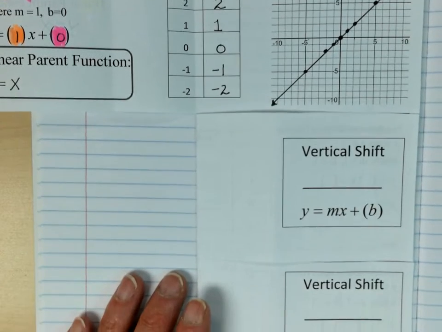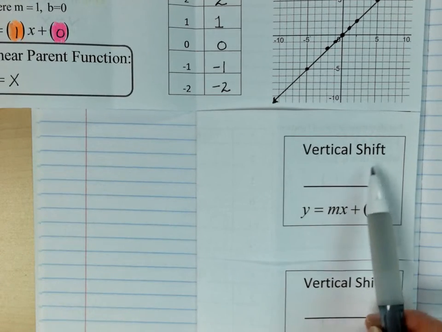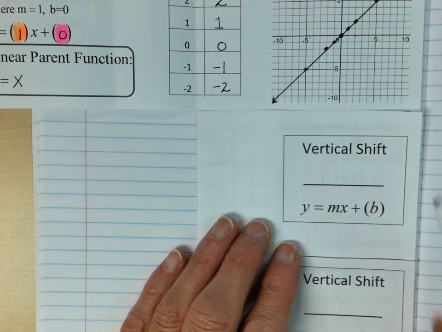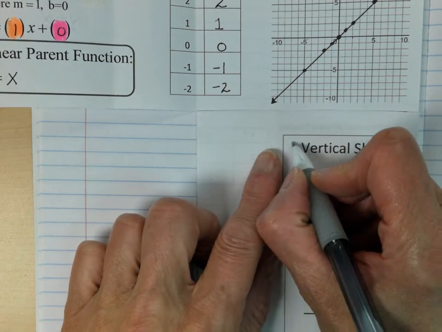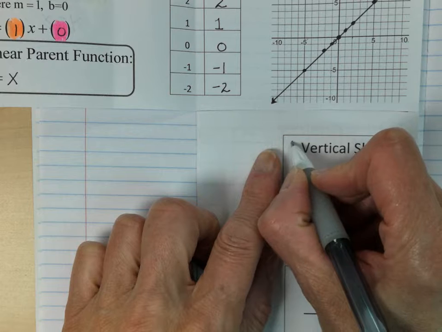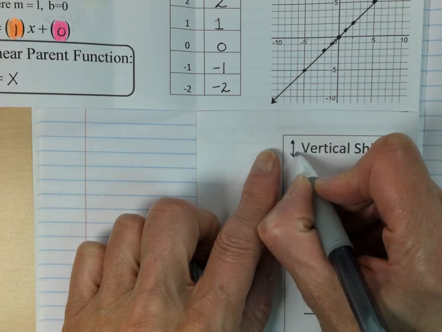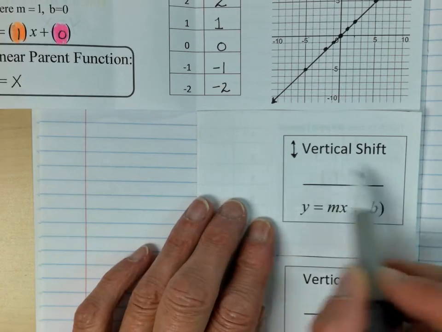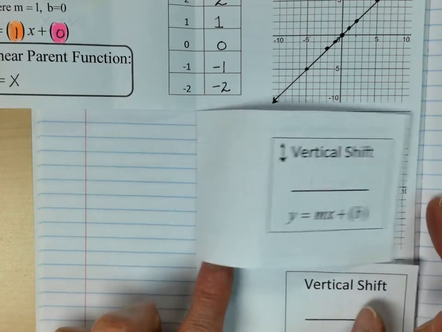But let's talk about what happens when we have a shift. So remember, vertical means up and down. I should say up or down. So the graph is either going to shift up or it's going to shift down. We'll worry about the rest of this later. So let's look inside and see how we're going to do it.